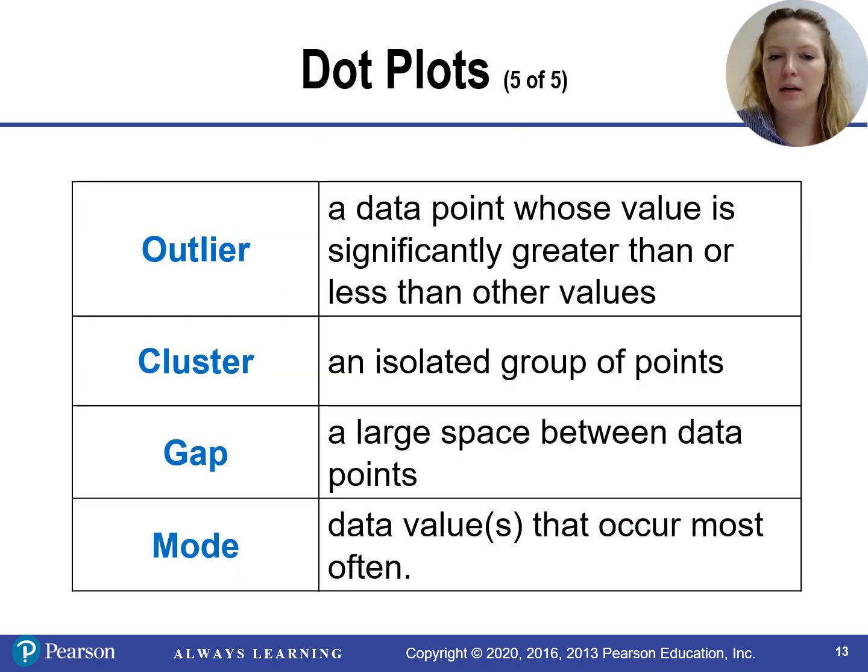When it comes to dot plots and numerical data, we can talk about outliers, which are points whose value is significantly greater or less than other values, and we'll formally define this in our next lesson. But then a cluster is an isolated group of points. A gap is a large space between data points, and the mode is the data point that occurs most often.